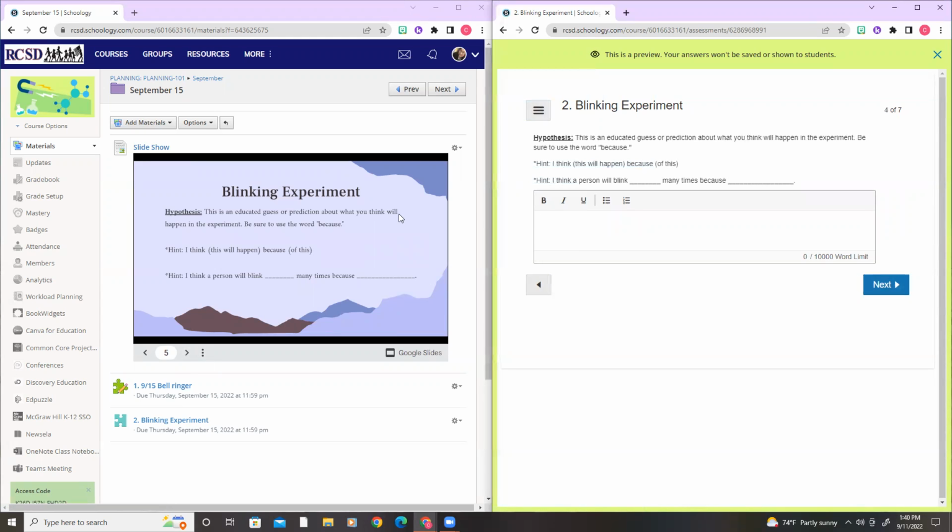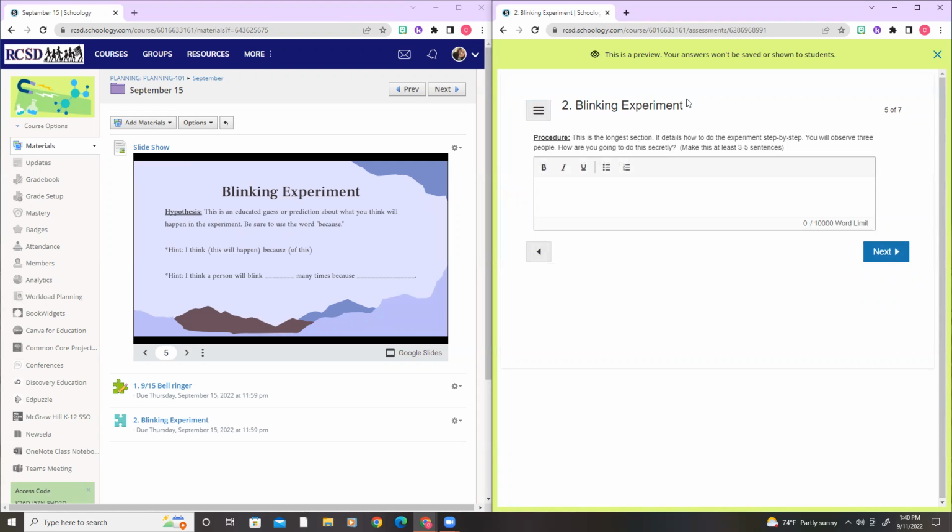After we're finished researching, we're going to write our hypothesis. This is an educated guess or prediction about what you think will happen in the experiment. Be sure we use the word because. So a hint might be, I think this will happen because of this, or I think a person will blink blank many times because blank.